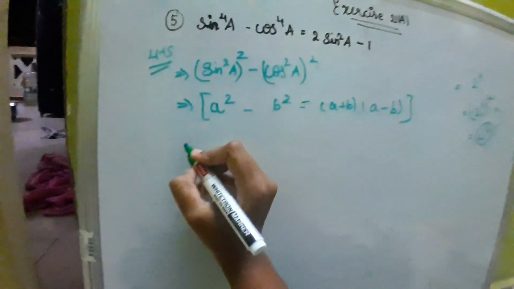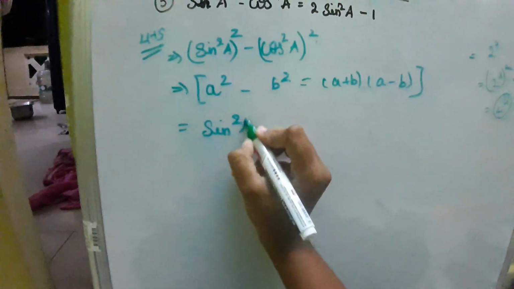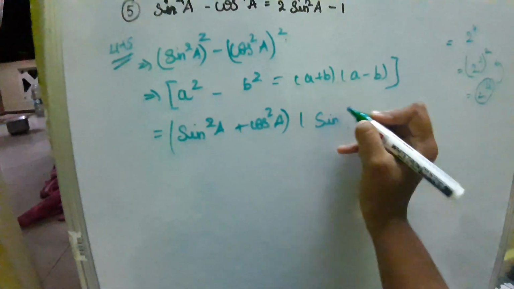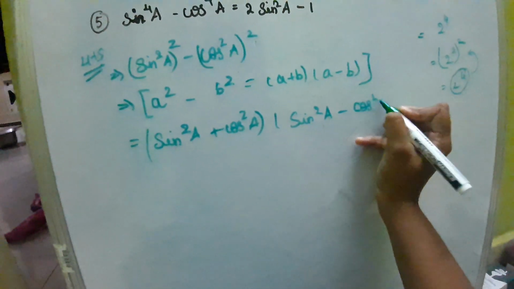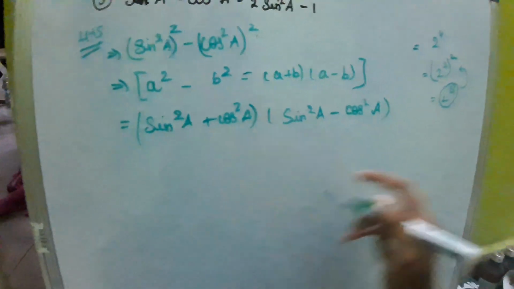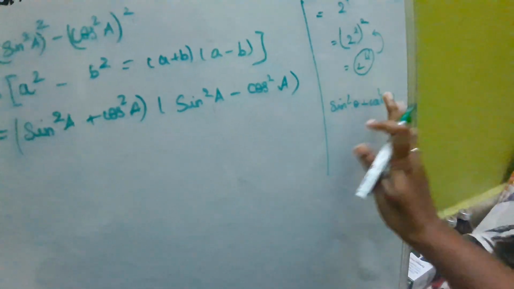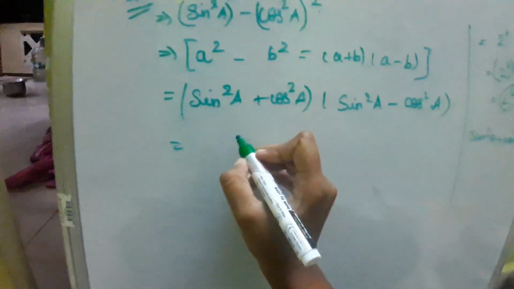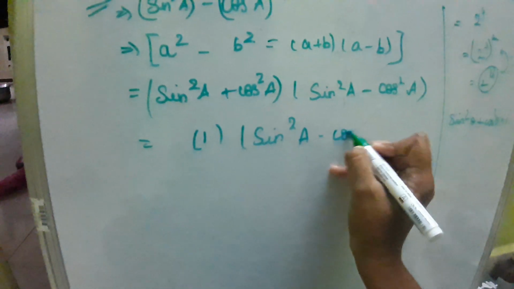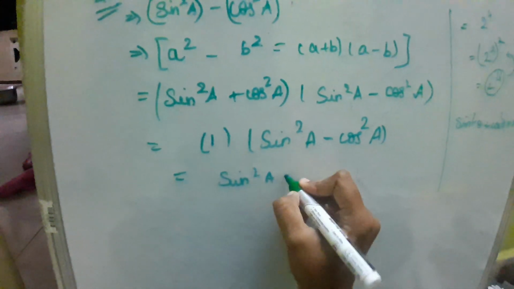By this similar, we are going to write sin square a the whole square minus cos square a the whole square, like (sin square a plus cos square a) into (sin square a minus cos square a), that is a plus b into a minus b. Okay, here we know that sin square theta plus cos square theta is equal to 1. We know this. So instead of this we can take 1 into this, and sin square a minus cos square a will remain as it is. Now multiplying with 1 it will become sin square a minus cos square a.